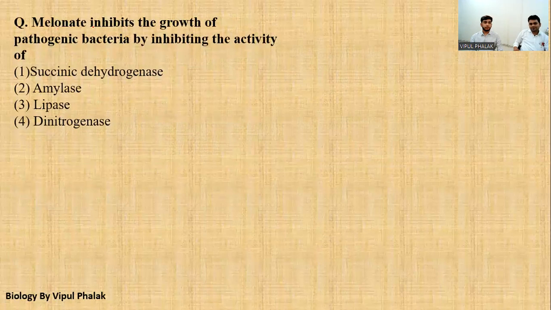Now, malonate inhibits the growth of pathogenic bacteria by inhibiting the activity of... This is a straightforward question. You have to remember that malonate inhibits the growth of pathogenic bacteria by inhibiting succinic dehydrogenase. Option A.